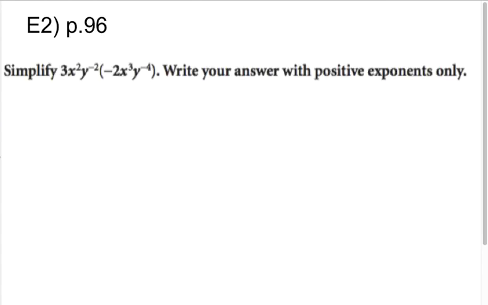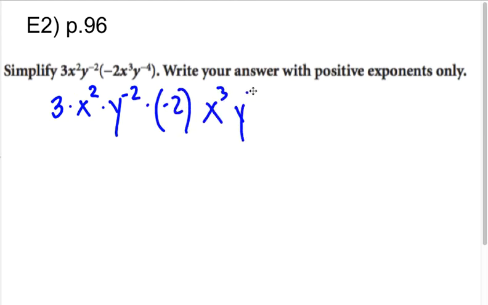So let's go ahead and do an E2 and a P2. So for E2, notice there's no extra powers on anything, right? So I've got a 3, and it's multiplied by an x squared, a y to the negative second, a negative 2, right? An x to the third, and a y to the negative fourth. So you don't have to do this, but my suggestion is, since this is all multiplication, put stuff in the order you want it. Put the coefficients at the front, so that's a negative 6, right?